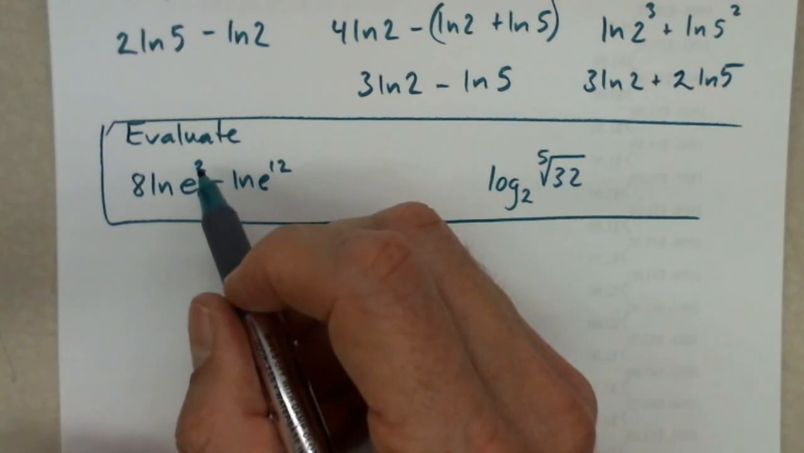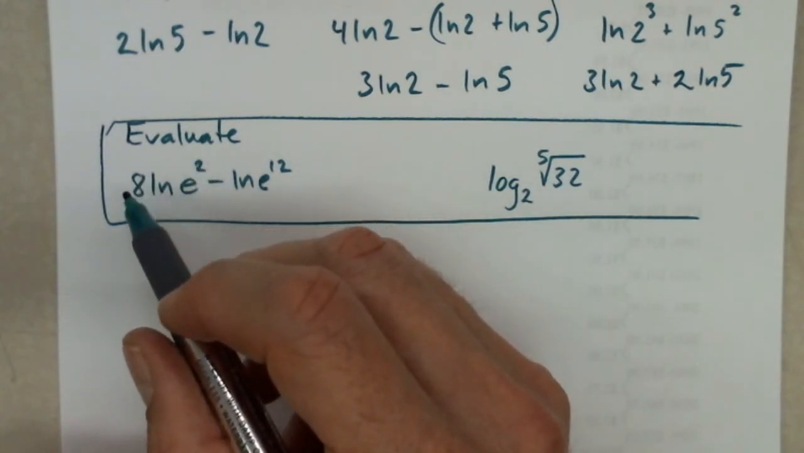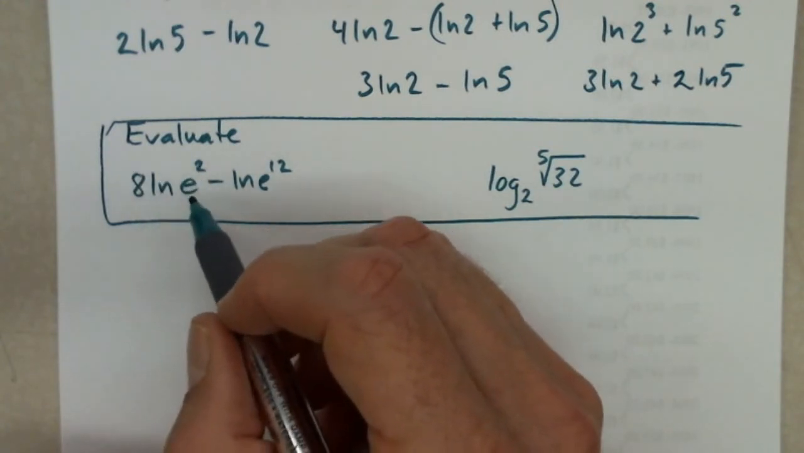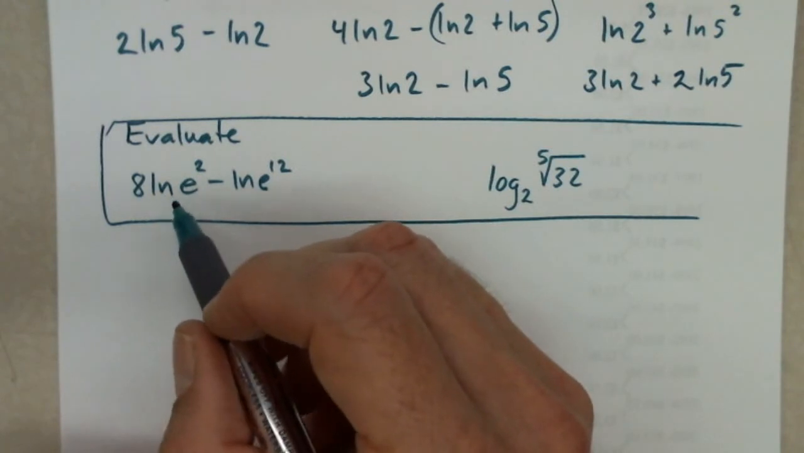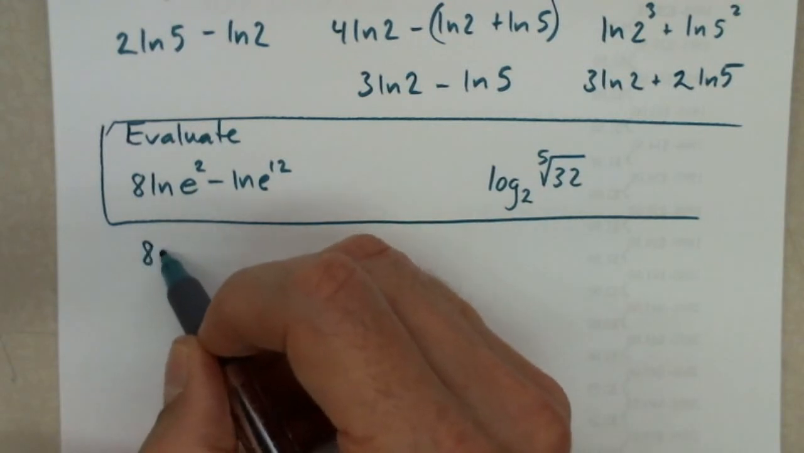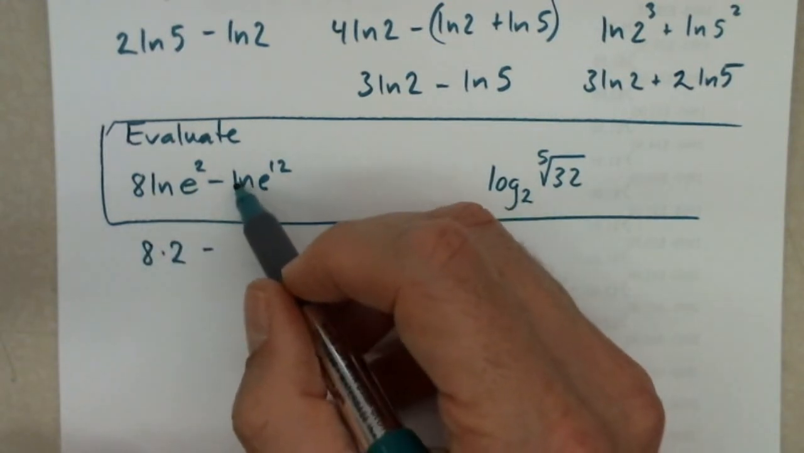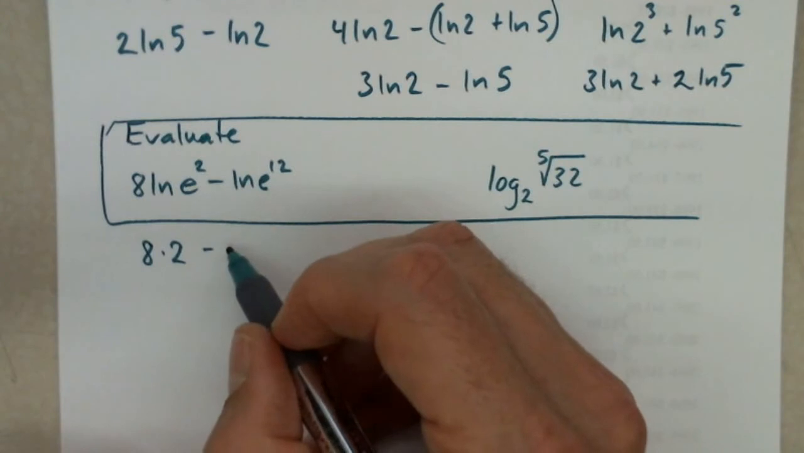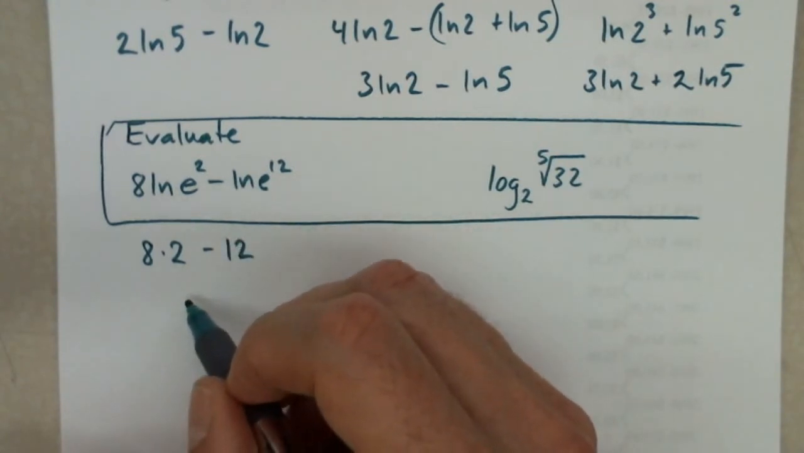We could use a property and multiply by 2, but just by reading this, we can just say this is: to what power do you raise e to get e to the second power? So this is just 2. To what power do you raise e to get e to the 12th power? 12. 16 minus 12.